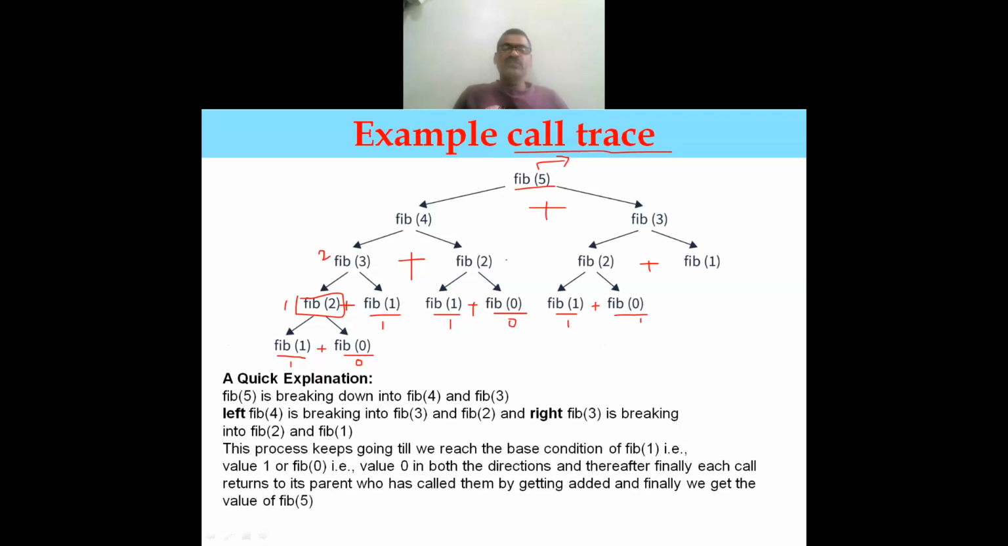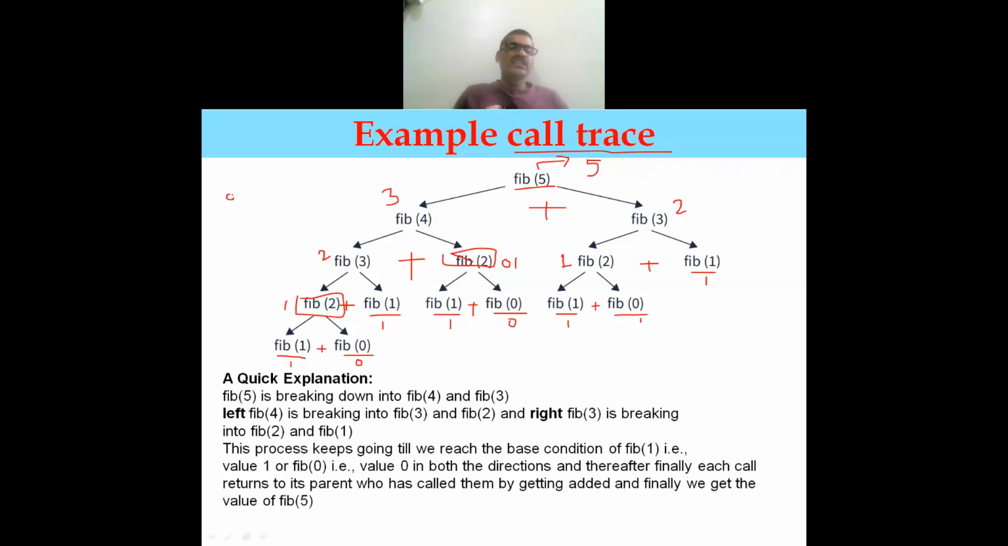So here 1 plus 0 gives us the value of fib of 2 as 1. Once we got 1 here, 2 plus 1, we got 3 as fib of 4. Similarly, in the right subtree, fib of 2 is 1, and fib of 1 we know is 1, so 1 plus 1 is equal to 2. This is the fib of 3 value, 2. Then fib of 5 is nothing but 3 plus 2, which is 5.